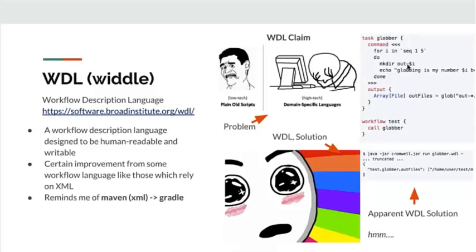But I think it kind of reminds me of this whole Java world where Java had Maven, which is an XML type language, and then most people have now moved to Gradle, which looks a lot like this. So it's a step in the right direction for sure in the workflow description language world.